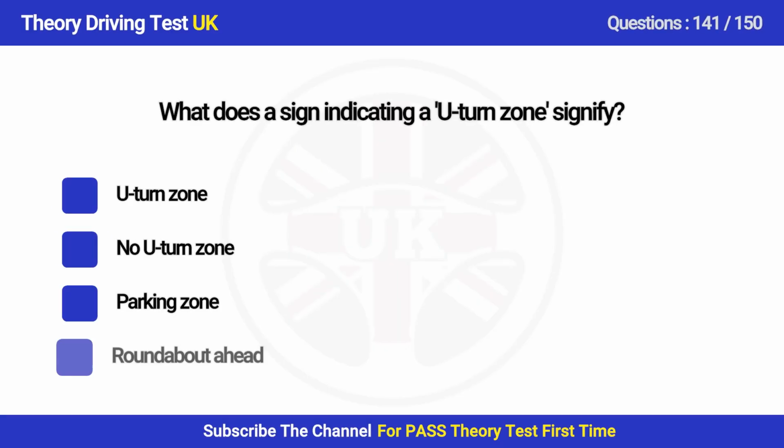Question 141. What does a sign indicating a U-turn zone signify? A. U-turn zone. B. No U-turn zone. C. Parking zone. D. Roundabout ahead.